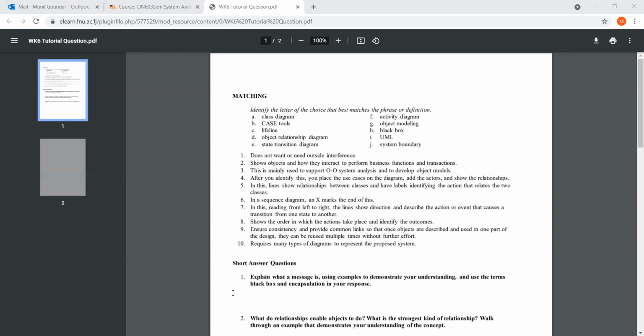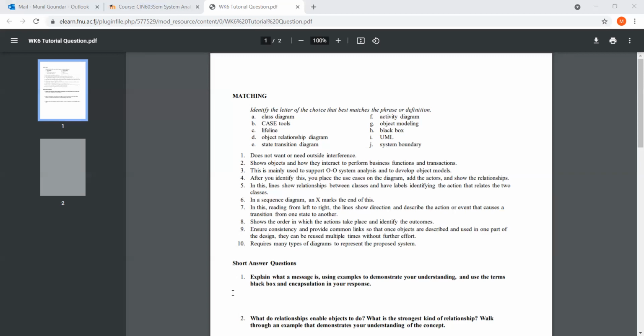Number 8, shows the order in which the actions take place and identify the outcomes. Order and then outcomes, activity diagram, F. Number 9, identify consistency and provide common links so that once objects are described and used in one part of the design, they can be reused multiple times without further effort. Case tools, which is B.